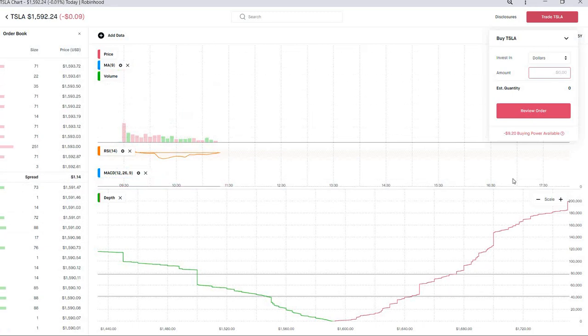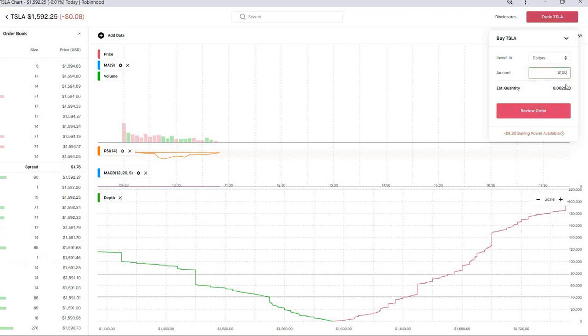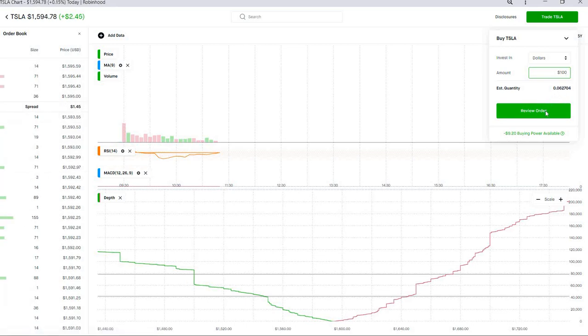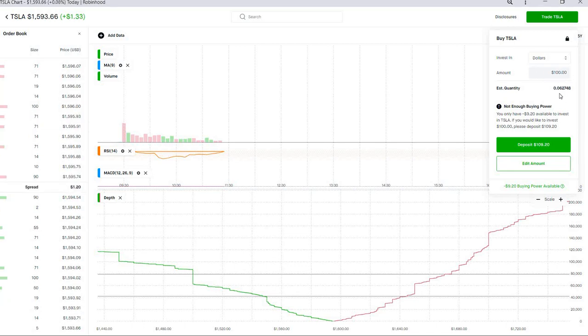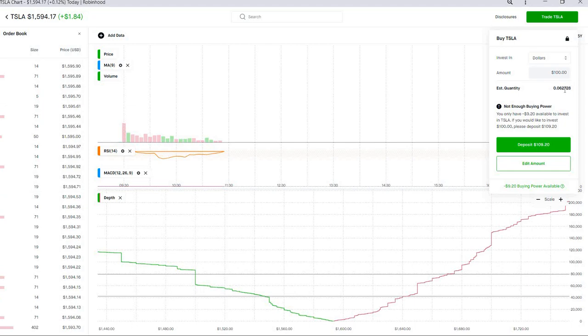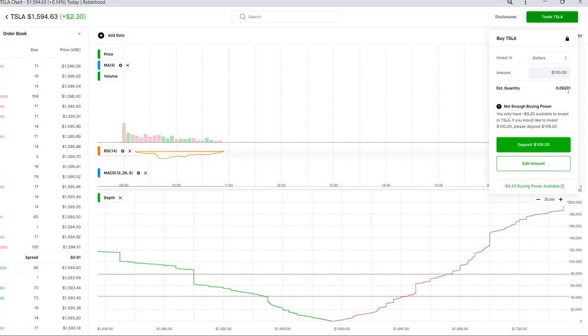Look at this. This just loaded. So you can buy $100 of Tesla if you wanted to. And it's going to cost you $100. I'm sorry. If you were to buy $100, you would get 0.06271% of 1 share.